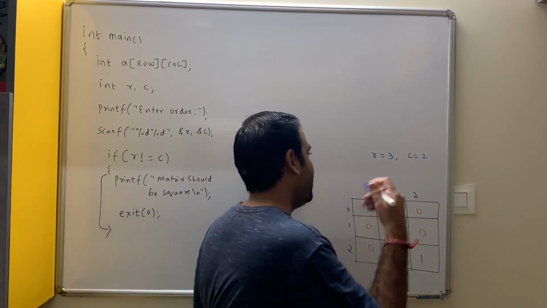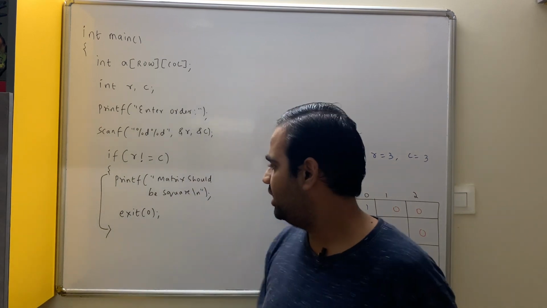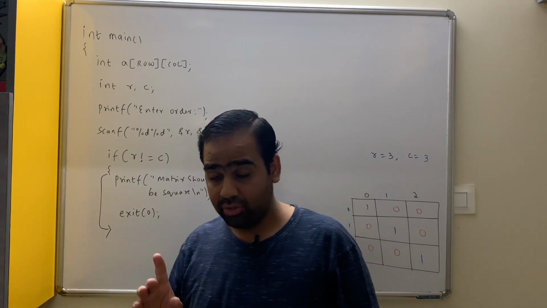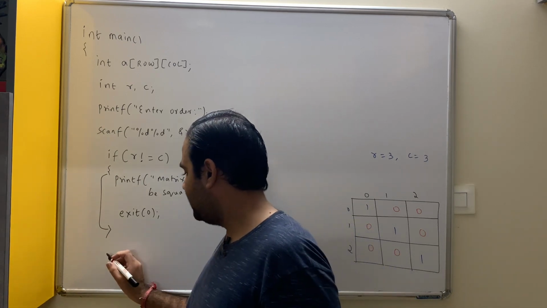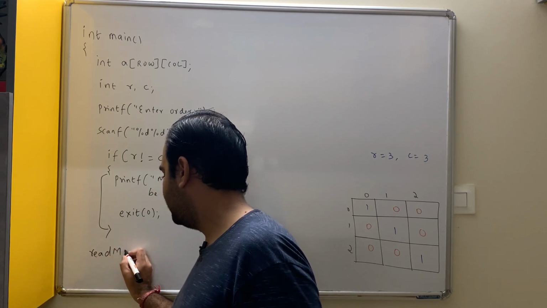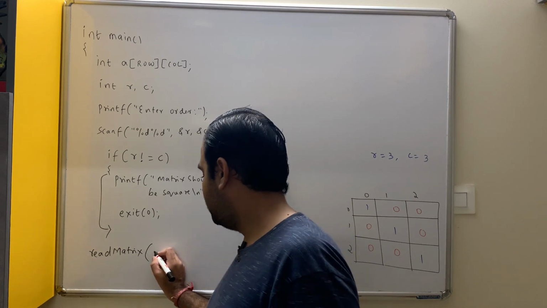Assume that the value of R is 3 and C is also 3, that is the order of the matrix is 3 cross 3. 3 not equal 3 is false. Do not execute this. That means the matrix is square, and if the matrix is square, what do I need to do? I need to read the matrix. Therefore, we will write one function called read matrix. Which matrix do we want to read?